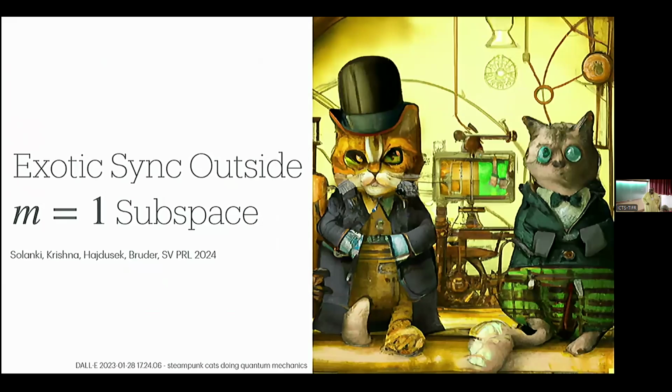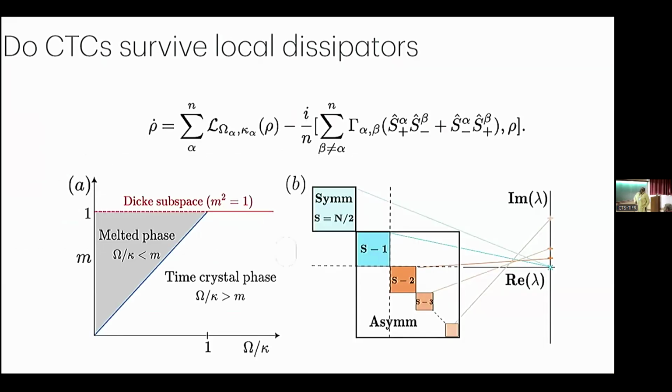Okay, so with that, let me get to the point of my talk with 9 minutes left, which is perfect, which is exotic synchronization outside of the m=1 subspace. This was published a month ago. And so what is the idea here?